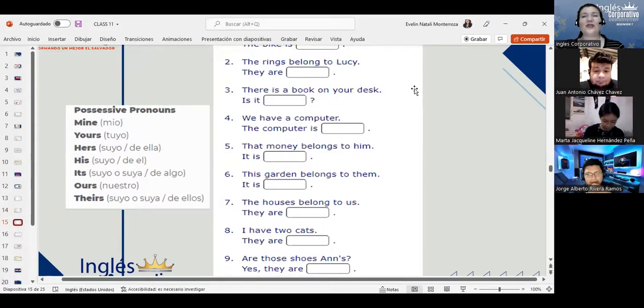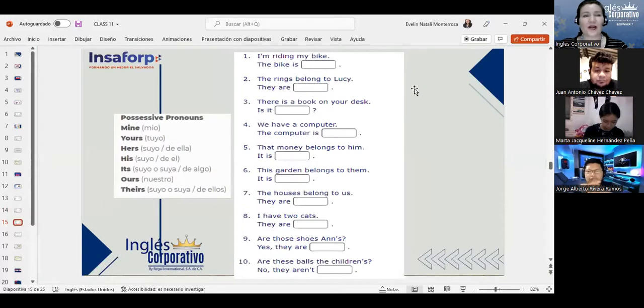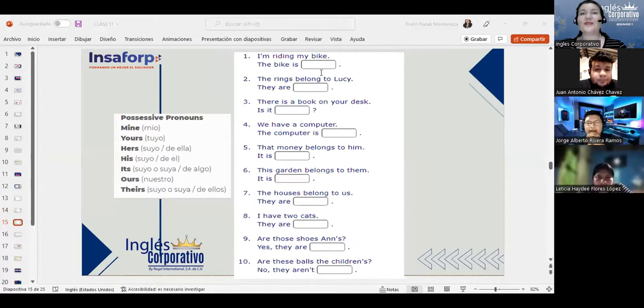And what about this one? In this one, we are going to use possessive pronouns, right? In this case, it says, I am riding my bike. The bike is mine. Okay, es mía.